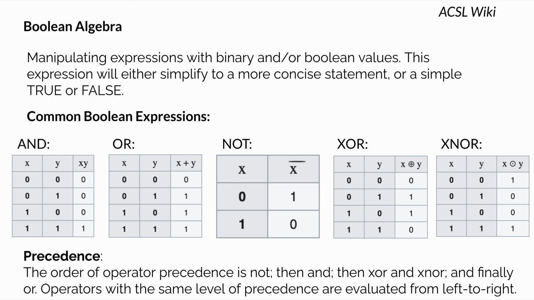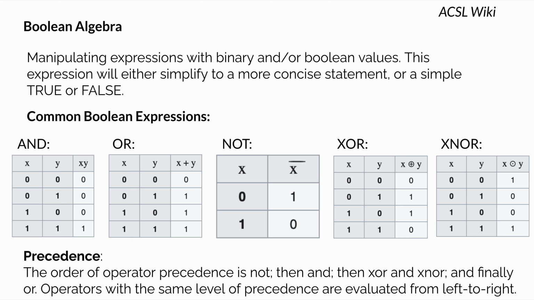There are a few common Boolean expressions that you need to know, and these are going to be the core of these Boolean algebra expressions. While in regular algebra you have a plus, a minus sign, a division sign, etc., in Boolean algebra you are going to have the AND, OR, NOT, exclusive OR, and exclusive NOR.